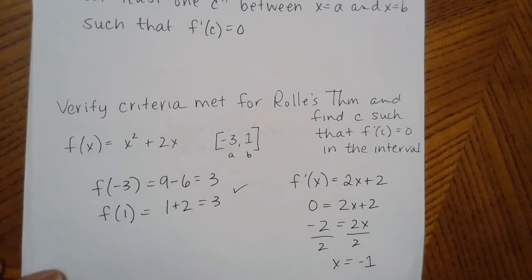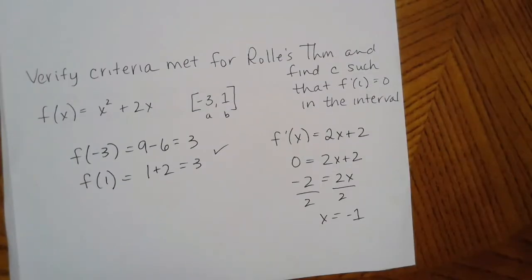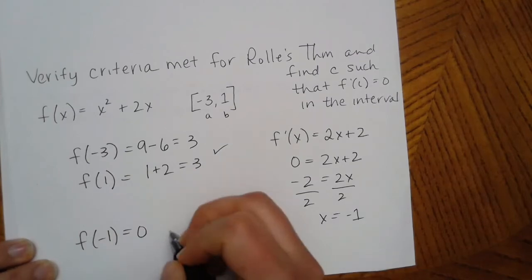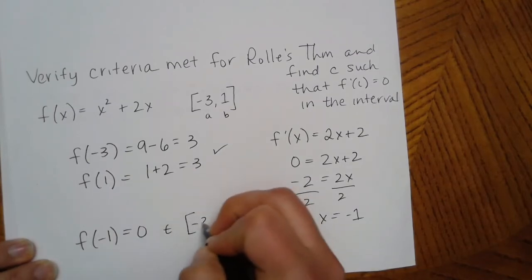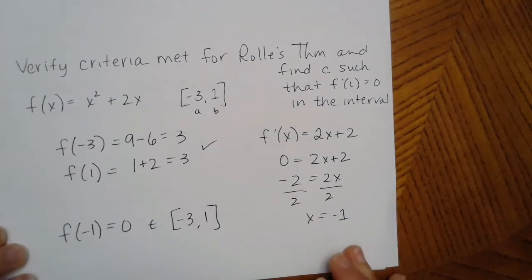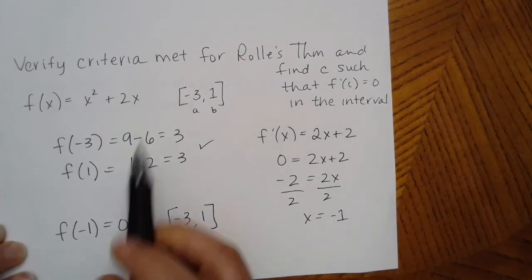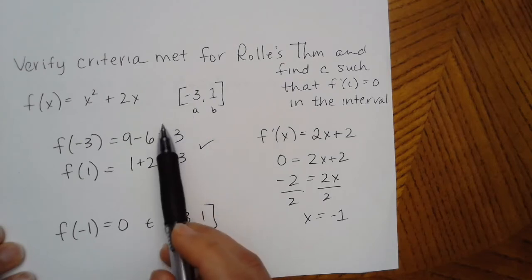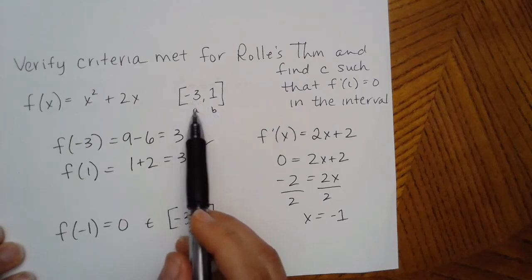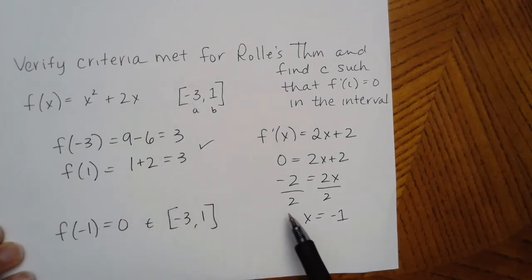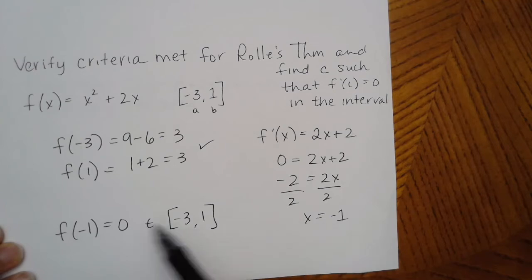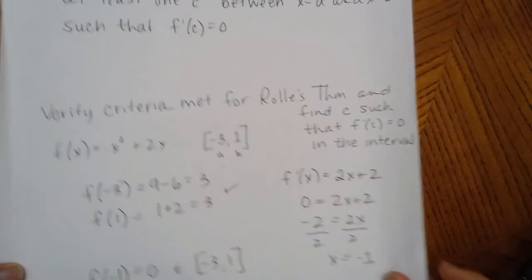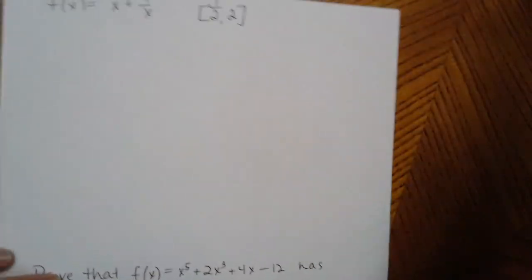So I have verified that f prime of -1 is equal to 0, which is in the interval between -3 and 1. So I've shown it. So it did apply. My endpoint or my y values were the same. So that meant that somewhere between -3 and 1, I should find that my derivative was equal to 0. And I did. I found that that was at -1, which is in between -3 and 1. So let's do one more example like that.